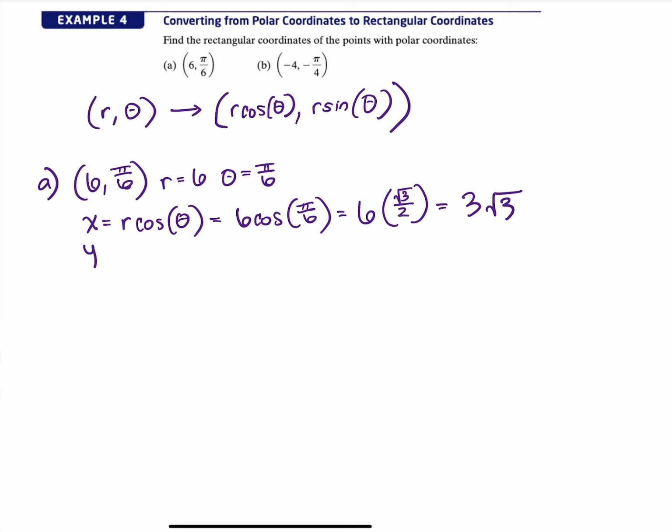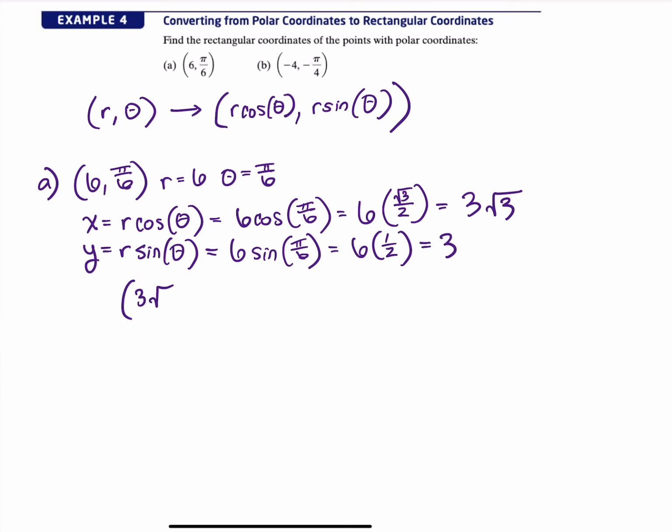Let's find our y coordinate. Y will be r sine of theta. So that will be 6 times the sine of pi over 6, or 6 times 1/2. So that'll just give us a 3. So that means our coordinate point should be, our x coordinate is 3 root 3, and our y coordinate is positive 3.